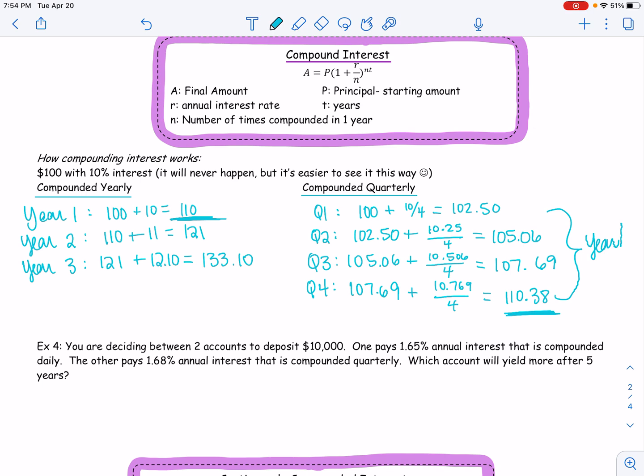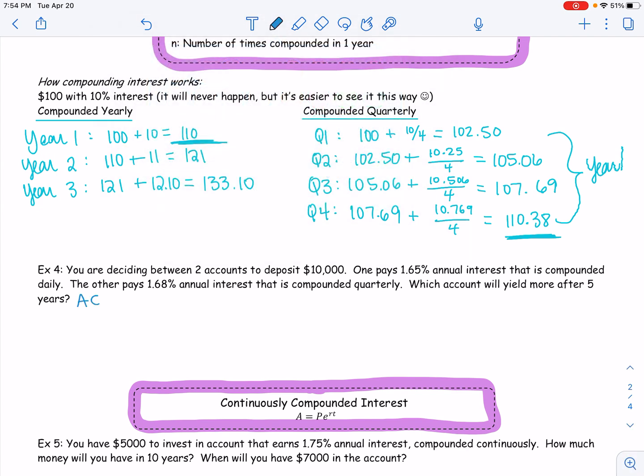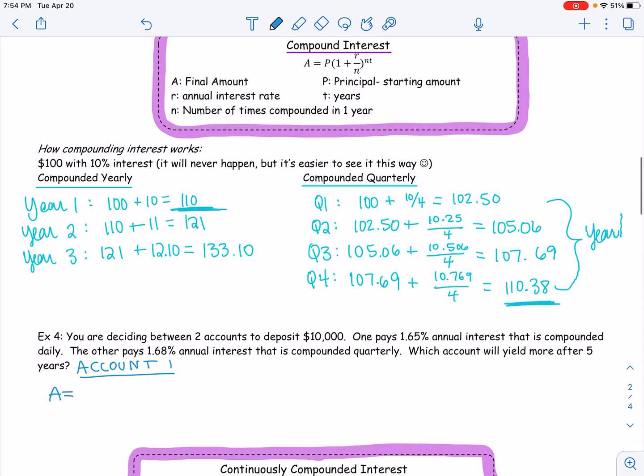So the first thing we want to do is set up our model. So for account one, we have a principal amount. It's kind of hard to see, but we have a principal amount of $10,000 times 1 plus our rate.